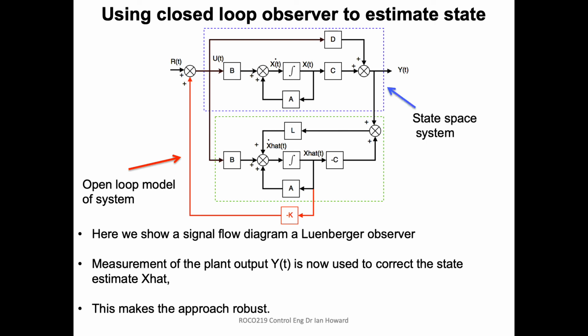Right. So this is the state space model that we're trying to actually simulate, and here is the open loop part down here, and here is the corrective part that gives us our closed loop observer. Okay.